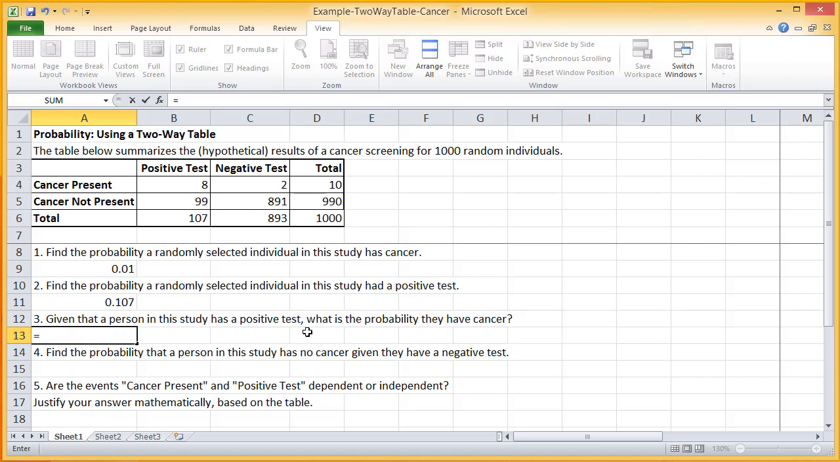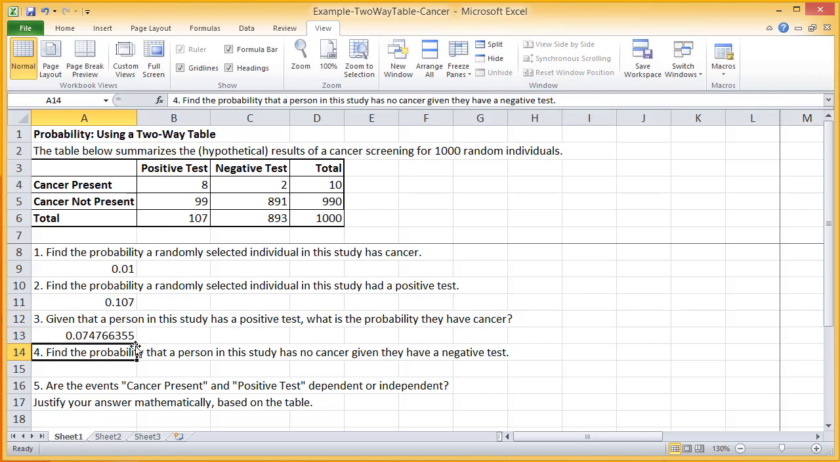We're looking for the probability that that person has cancer. So how many of those 107 positive tests actually had cancer? Well, only looking in this column under positive tests, we see 8 people had cancer, 99 did not, for a total of 107. So the probability we're looking for is 8 out of 107. About 0.07, about 7, maybe close to 7.5%.